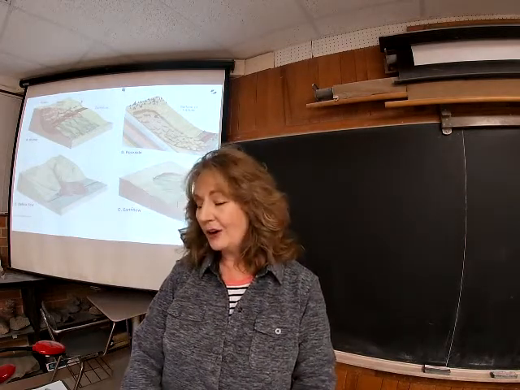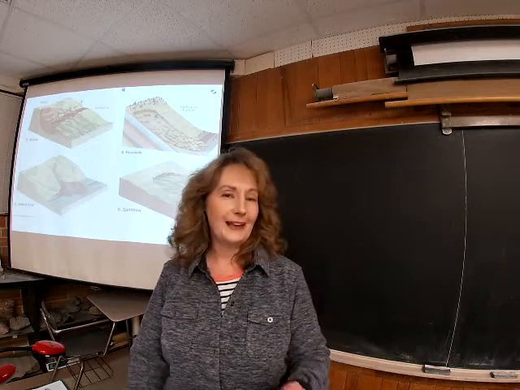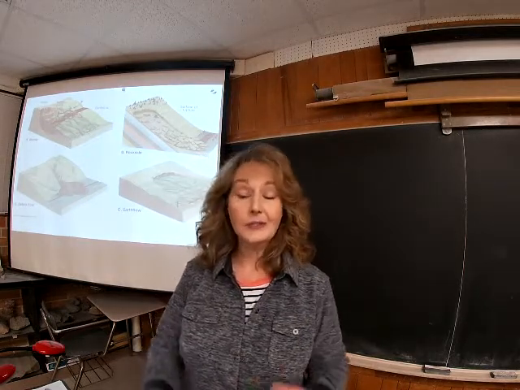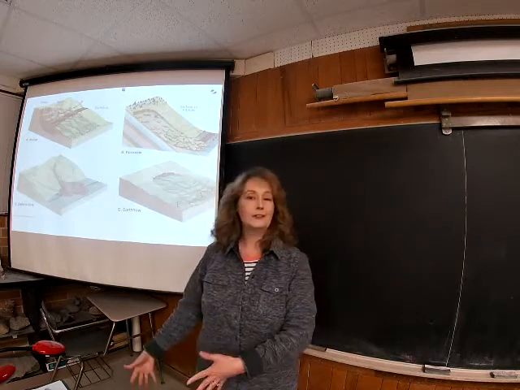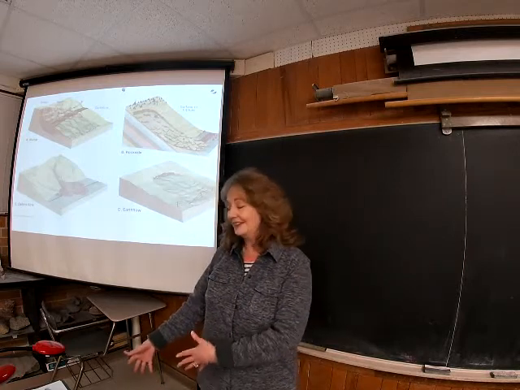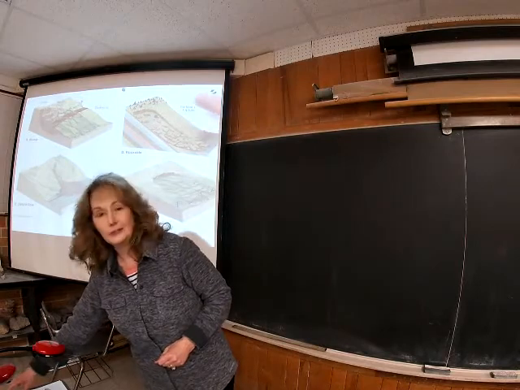So these are all examples of mass wasting, which is a special type of erosion. Everything's going down slope, downhill, under the influence of gravity.